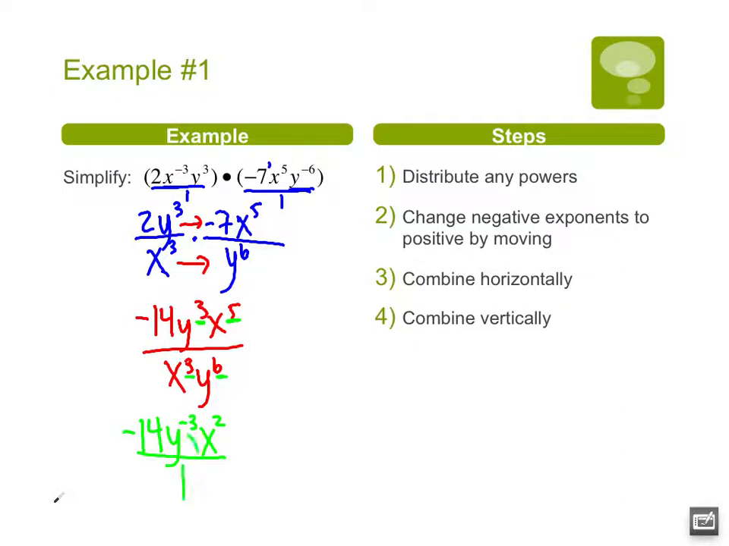So remember this is all over 1. Move from numerator to denominator. So our final answer becomes negative 14 x squared all over y to the third.